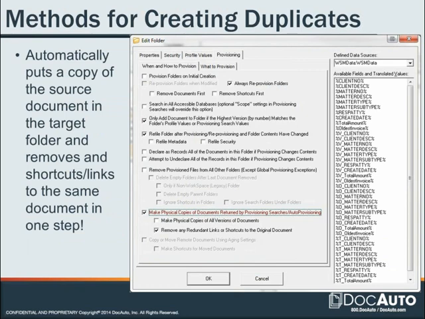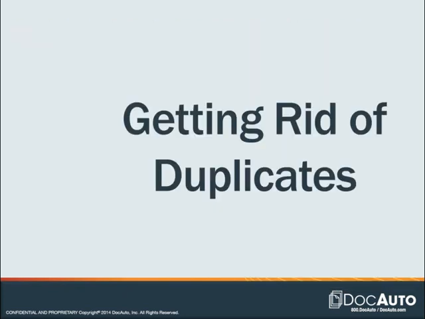So it's very simple to switch from a linked to a duplicate model, a single instance with multiple links to single instances with no links, using the provisioning capabilities of Workspace Manager. And obviously we'll talk about the reverse of this, going from multiple copies to a linked model, in a few minutes. So, perfect segue, getting rid of duplicates.